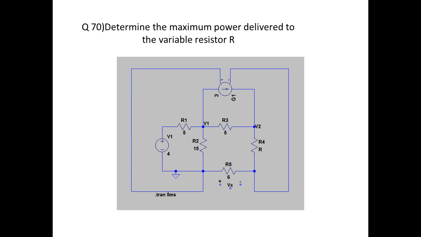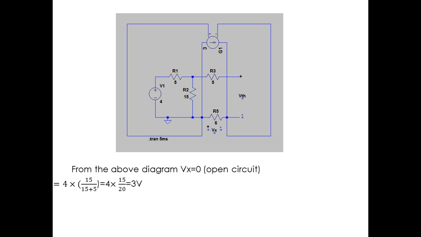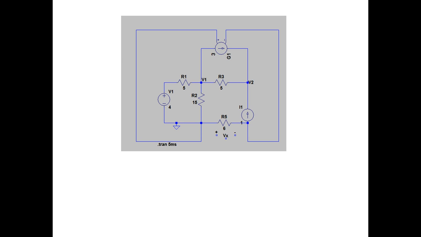Question 70. Determine the maximum power which is delivered to the variable resistor R. From the above diagram, we find Vx is equal to 0 as it is an open circuit. So VTH is equal to 4 into 15 divided by 15 plus 5 based on the voltage division rule. On doing the simplification, we get VTH is equal to 3 volts.